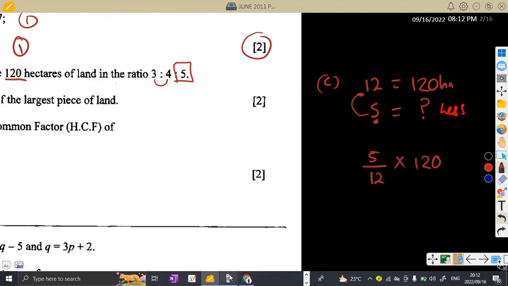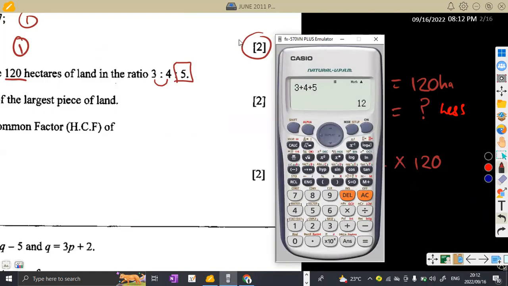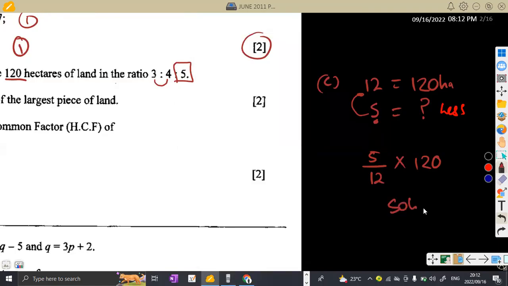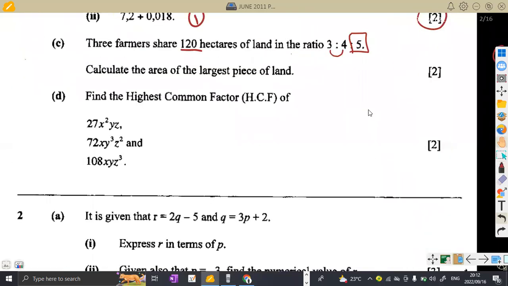120. So like I said, guys, paper 2, take everything to your advantage. So 5 over 12, whatever you get here, multiply by 120, we are going to obtain 50 hectares. Which means this one, the one that has the largest piece of land, is going to have 50 hectares. Okay, so that was what we simply needed.